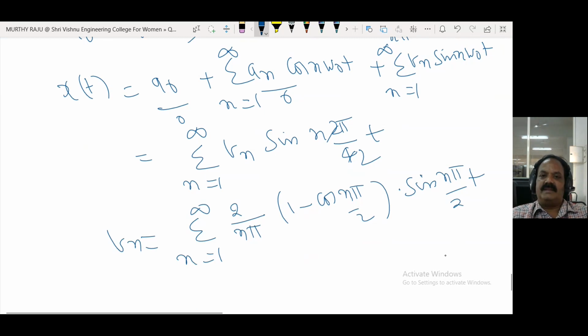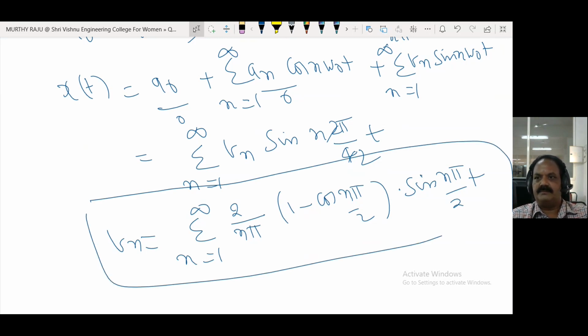In this video, Cn is determined, the magnitude response is plotted, and A naught, An and Bn are calculated. This is an odd function, odd symmetry. For odd symmetry, A naught is 0, An is 0, and Bn is present. This is the final Fourier series expansion. With this, the total analysis is complete.